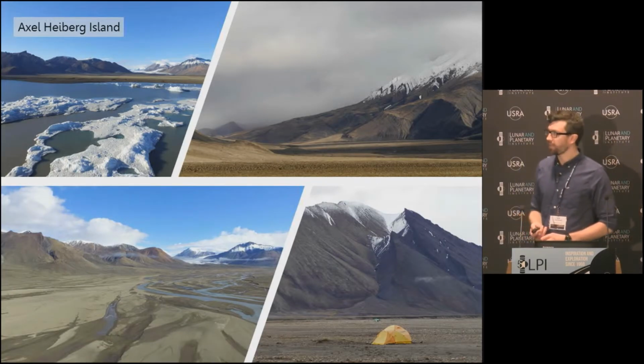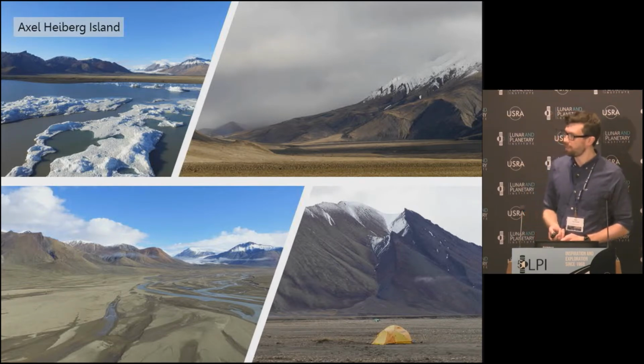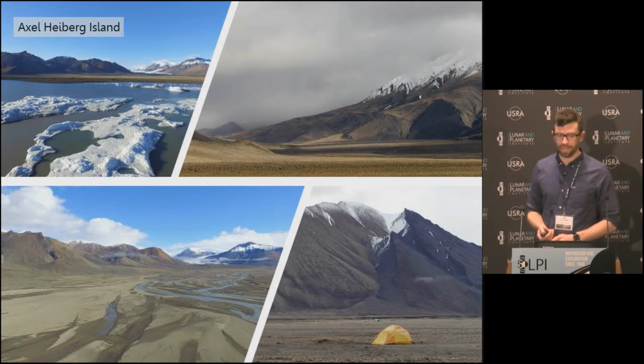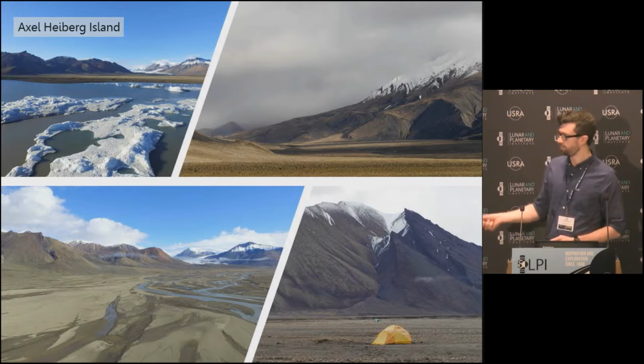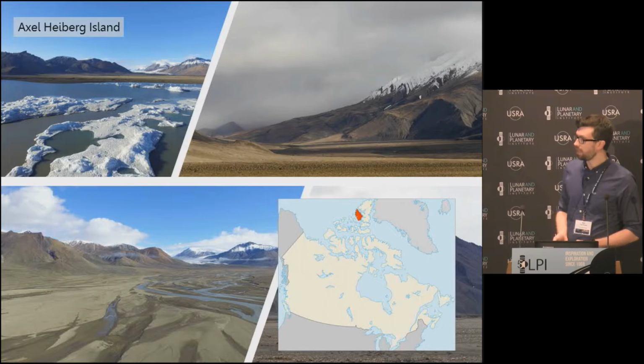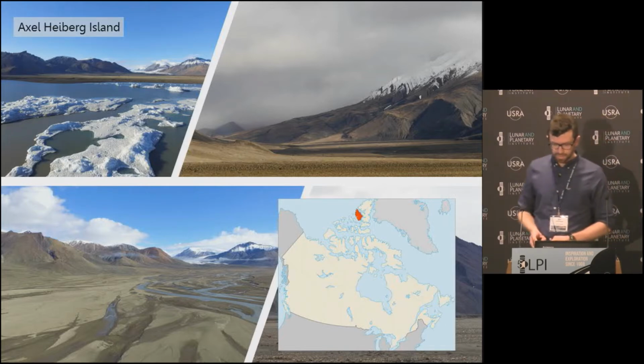So this is Axel Heiberg Island in the Canadian high Arctic. We're up here at about 80 degrees latitude in the Nunavut province. It's a polar desert climate, a totally uninhabited island, apart from a few scientists. This is it up in the Nunavut province, up near northern Greenland.